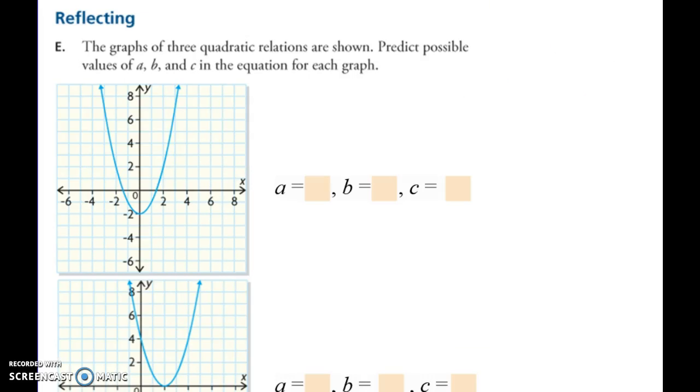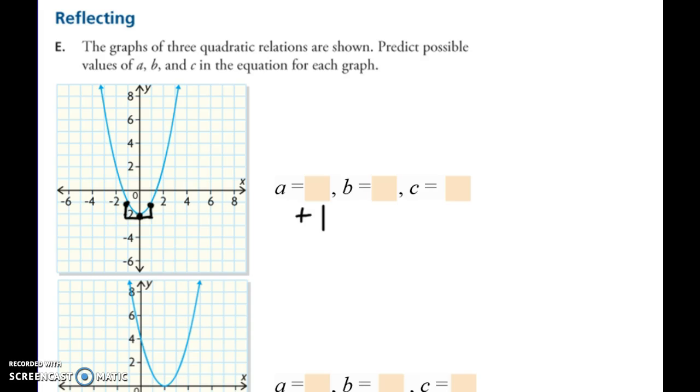So if we look at this, it was the reflecting question E. It's on page 359. It says the graphs of these three quadratic relations are shown. Predict possible values of A, B, and C. Okay, so this one's making a smiley face. And if you notice, it looks like each point goes over one, up one. Over one, up one. So we can say that our A is probably going to be positive because it's a smiley face, and it's going to be 1 because it's over 1, up 1.